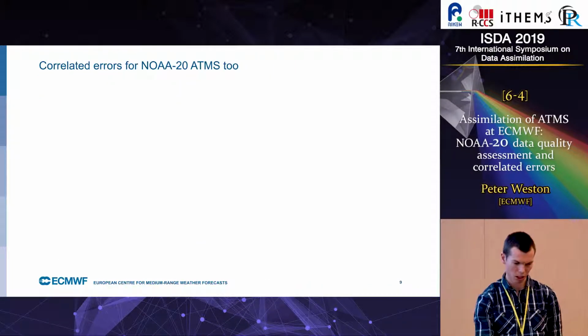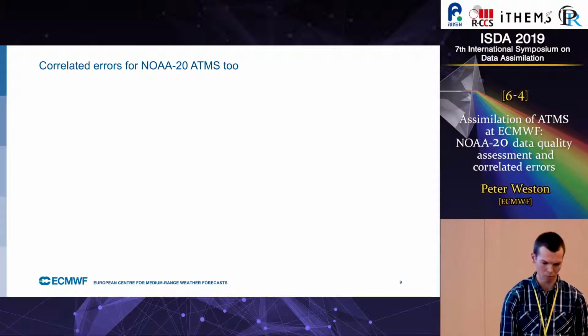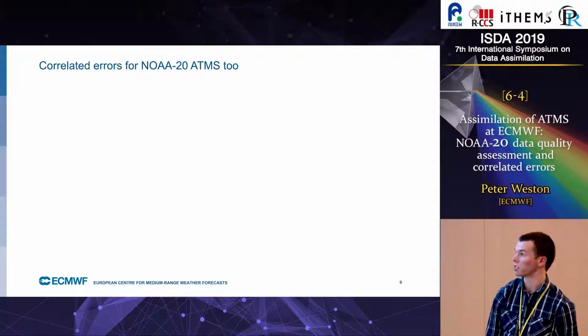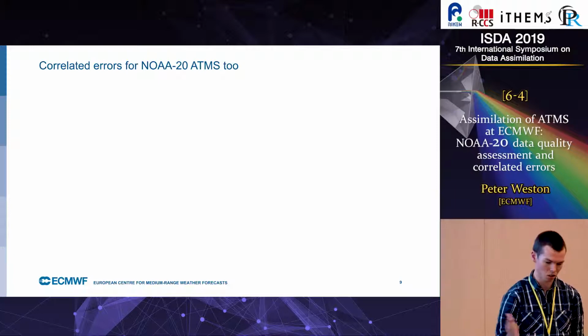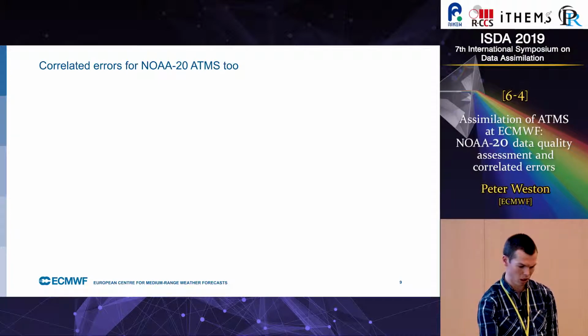So the final topic I'm going to talk about is probably the most interesting bit. This is extending the use of correlated errors to the new NOAA-20 ATMS as well. And as I showed previously, the correlations are weaker, but there are still some significant correlations which we think we can gain benefit from taking account of.